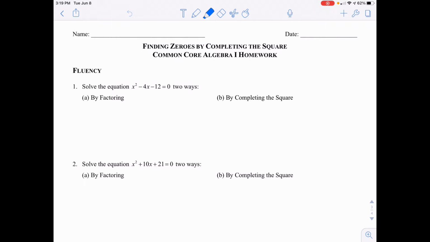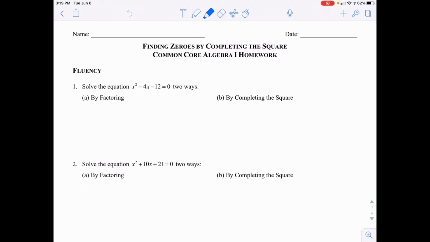Hello and welcome. In this video, we're going to be taking a look at the solutions to the homework section of Unit 3, Lesson 4 on finding zeros using completing the square. Let's begin. For number 1, we're solving the equation x squared minus 4x minus 12 equals 0 two ways. Part A, by factoring, and part B, by completing the square.